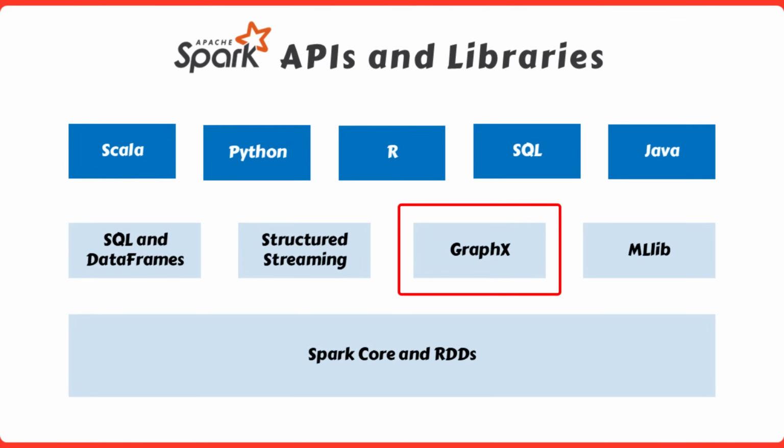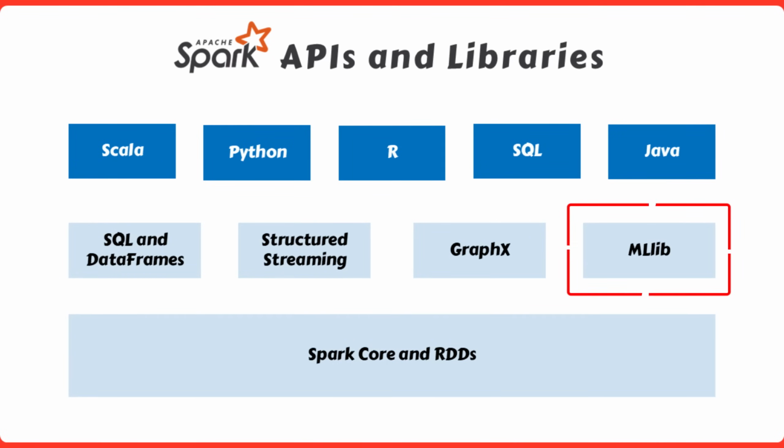Following that, let's briefly cover GraphX. This API is specifically designed for analyzing graph data, which consists of nodes and edges. For example, you can use GraphX to analyze a social media network by representing users as nodes and their friendships as edges. This data structure allows you to perform tasks like finding the shortest path between users or identifying connections within the network.